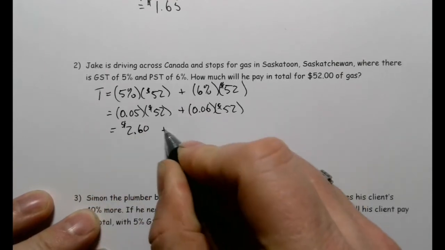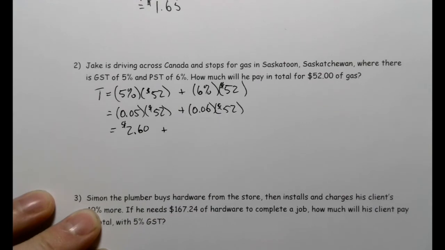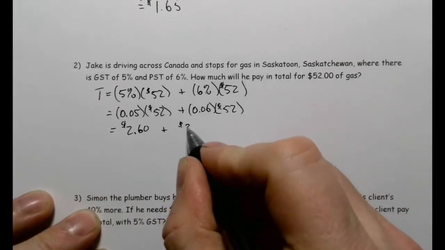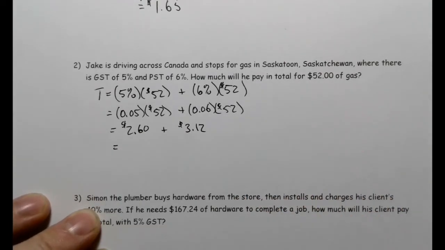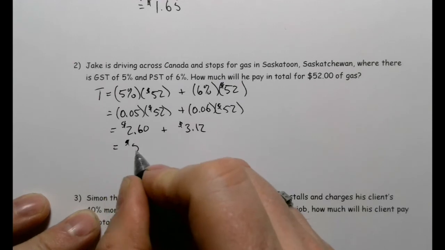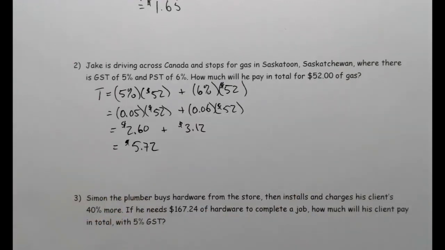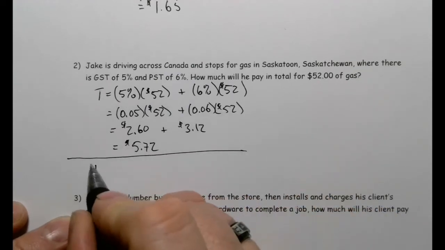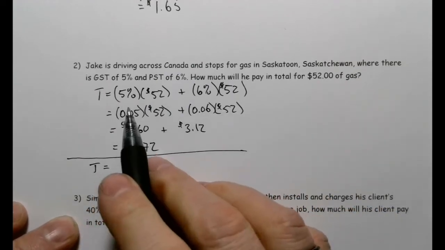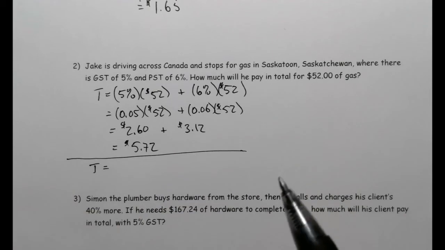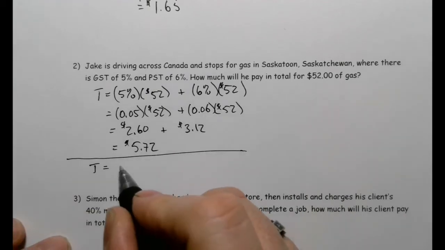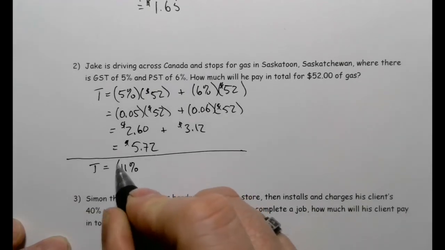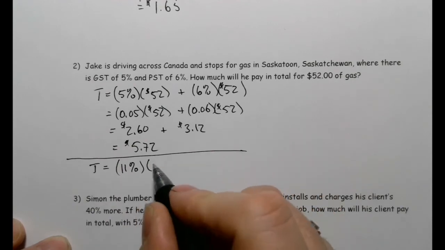Now, there is another way that we could have done that. 5% and 6%, when we add them together, is 11%. And so what we could have done is figured out what is 11% of $52. So 0.11 multiplied by $52. And I go to my calculator, 0.11 times 52, and enter, and we get $5.72. So we're getting the exact same amount there.